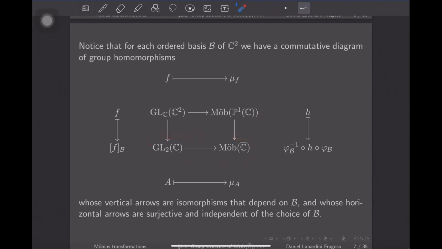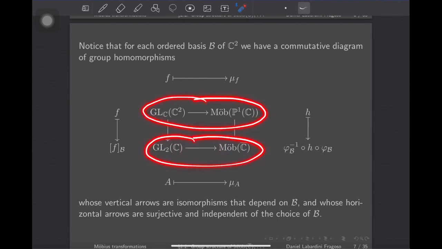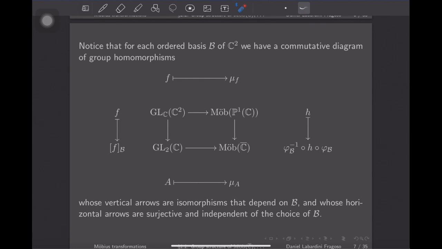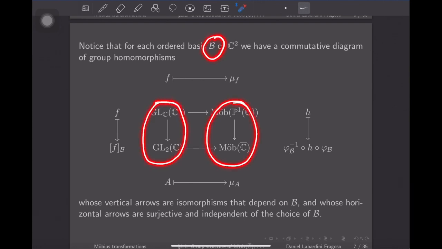So this means that somehow the Möbius transformations here, the map that assigns to each bijective linear map its Möbius transformation, and the map that assigns to each matrix the Möbius transformation given by the Möbius formula, really live as independent entities. They really are independent from one another as mathematical objects, and it's for each given basis that I can establish a connection between the two.